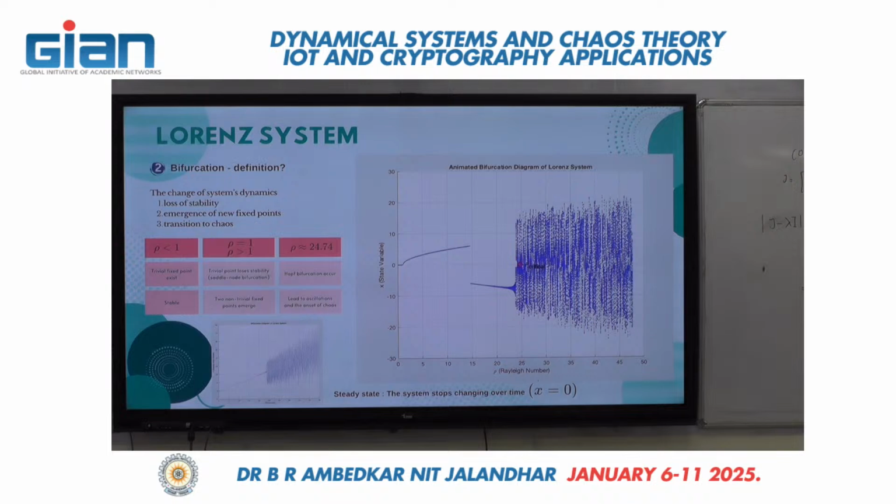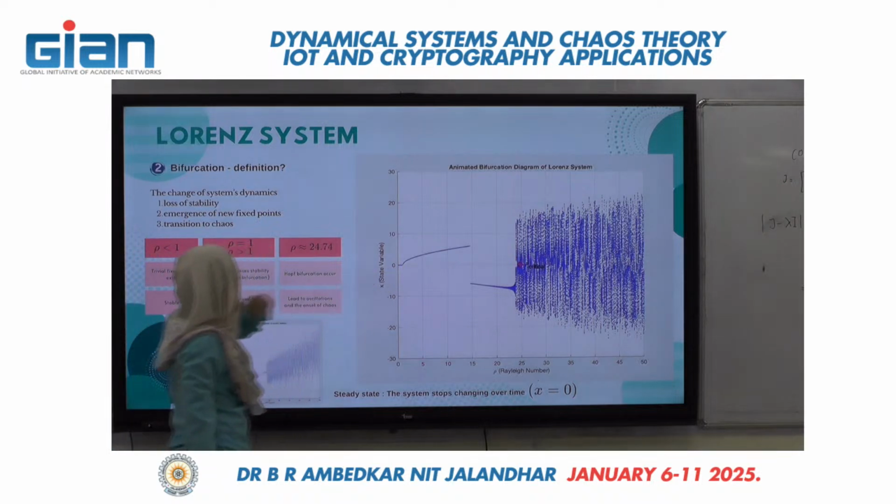Okay, so the same one that we're going to highlight here, because whenever you have a system, we don't know exactly the value of the parameters. So we need to check for all the parameters actually. So now for rho less than 1, we can have the trivial fixed point. So it is a stable condition, as you can see, it's a stable condition.